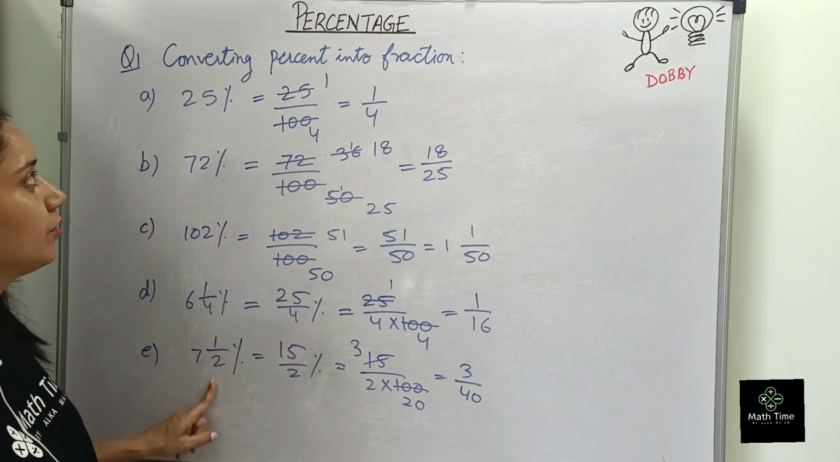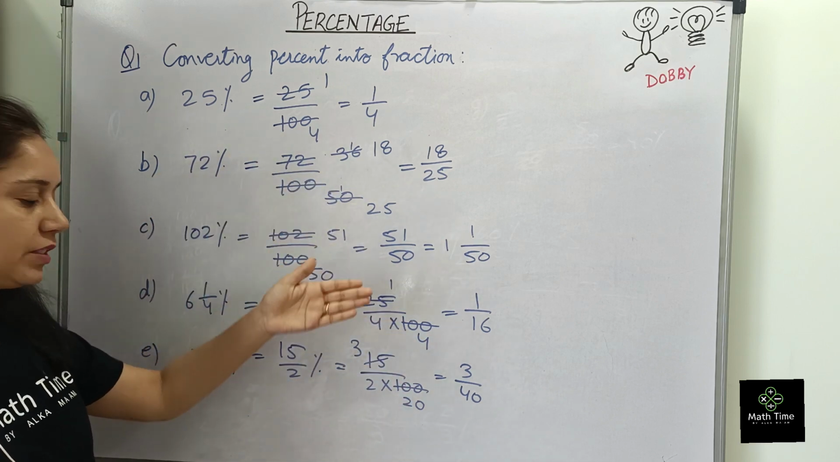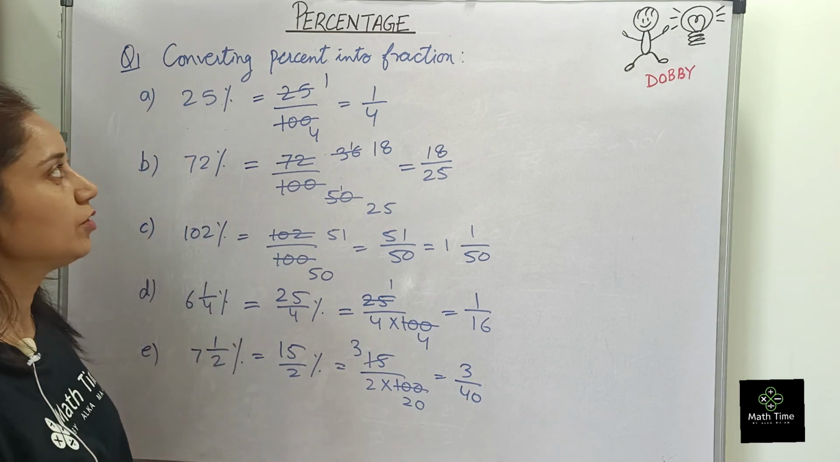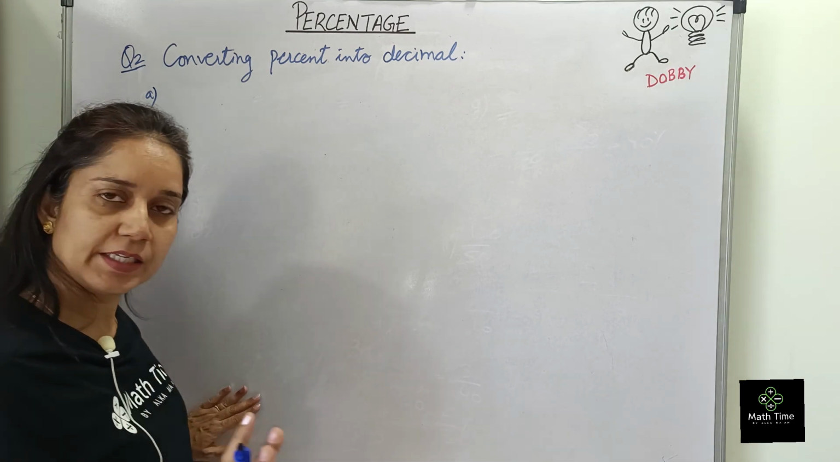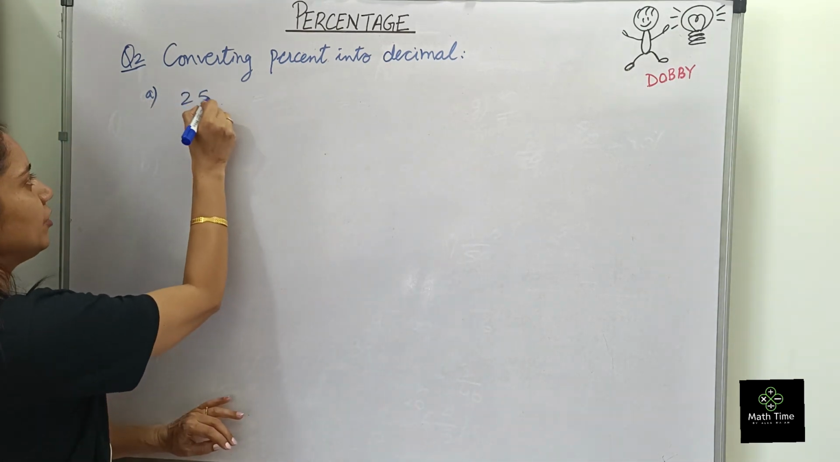This is how we convert percent into fraction, whether it is given whole number percent or the fraction, both. Now let us see how to convert percent into decimal. Percent is given, we have to convert into decimal. First part, suppose you are having 25%.